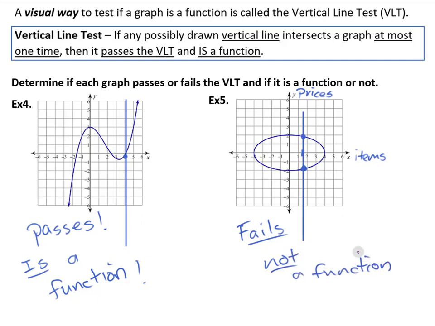Okay, so if we have a graph, this is the nice visual way of testing whether something is a function or not. For any given x, for any vertical line that we could draw in anywhere, it should only intersect at most one time. There should be just one individual price.